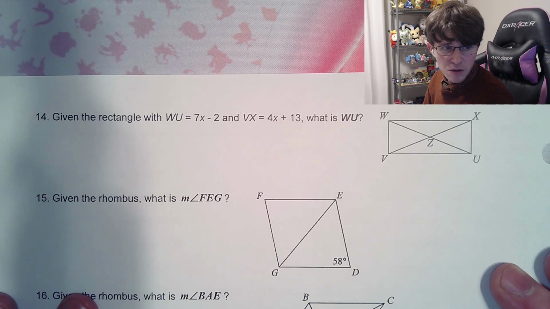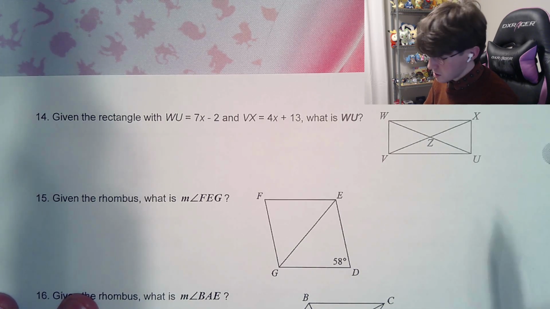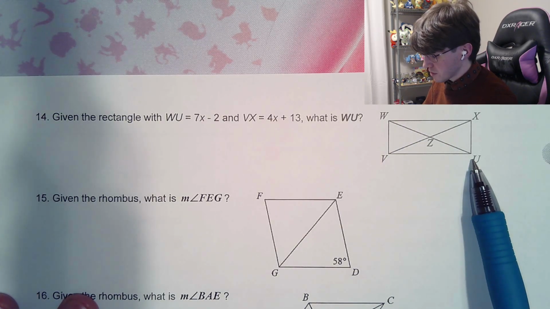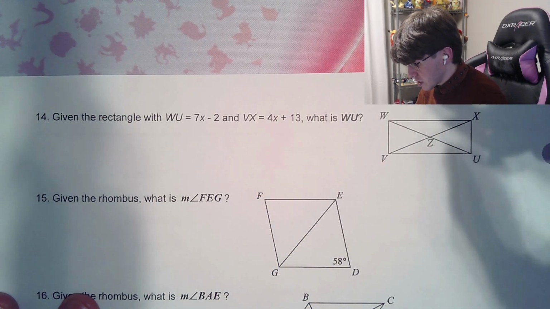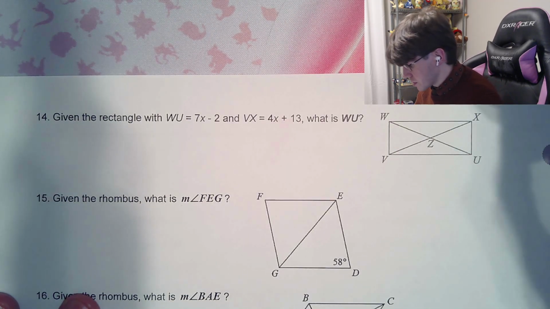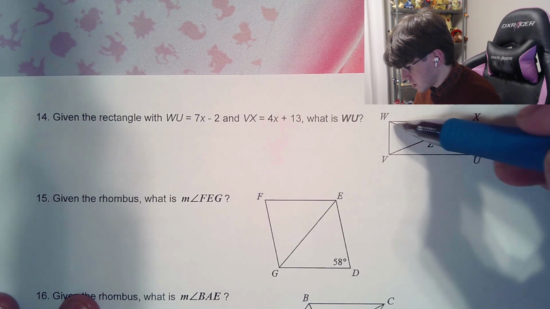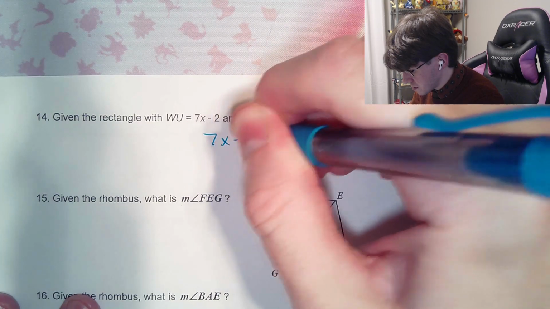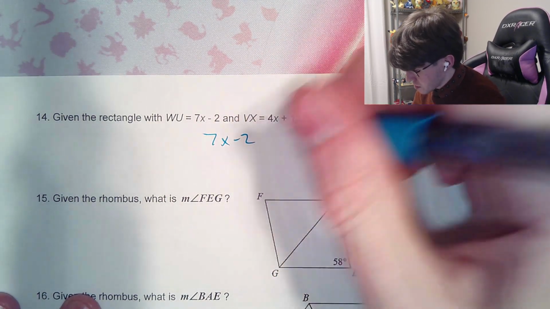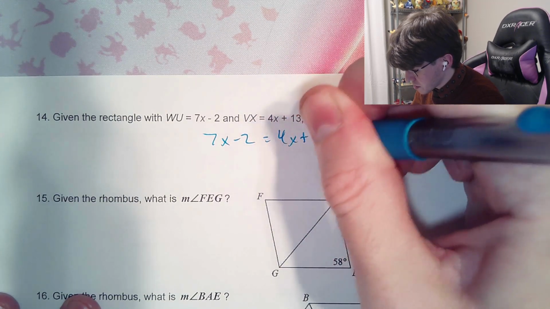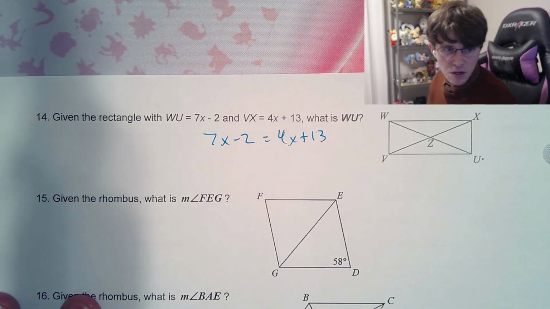We have WU is 7x minus 2. So WU is equal to 7x minus 2. VX is 4x plus 13. So it's a rectangle. So the rectangle has congruent diagonals. So 7x minus 2, that's that entire length here. VX, that's this, so those are equal to each other. So 7x minus 2 equals 4x plus 13, we're going to have to solve this equation here.